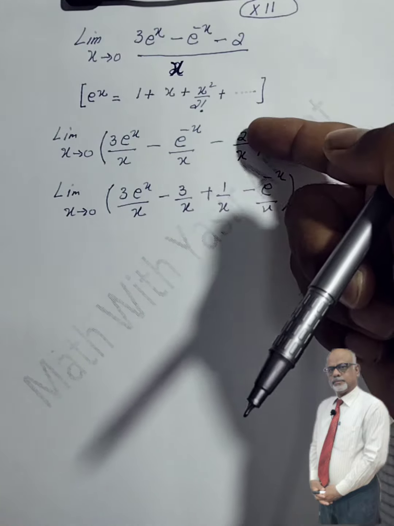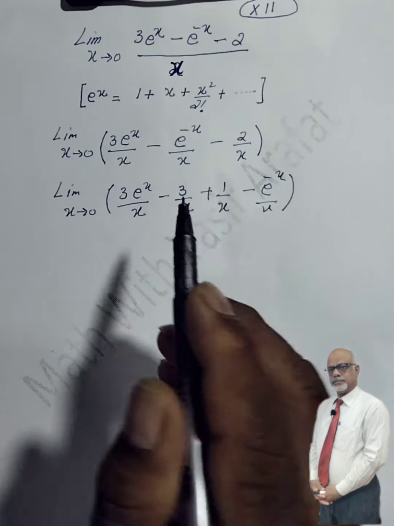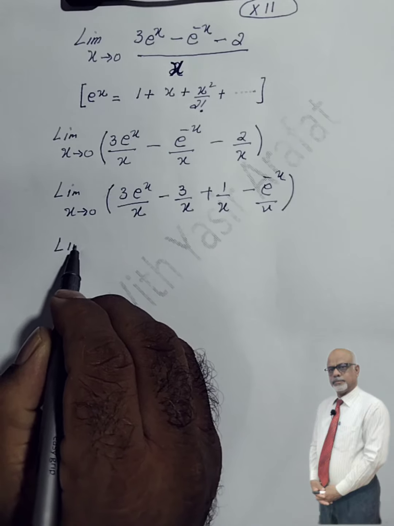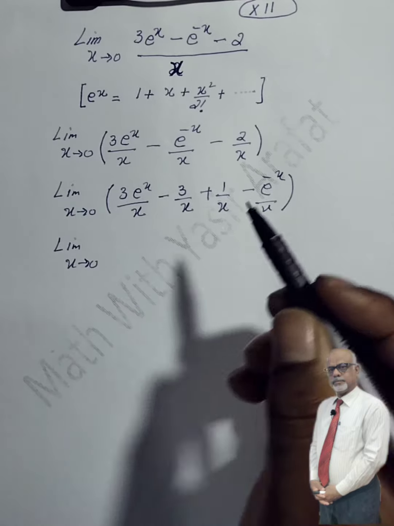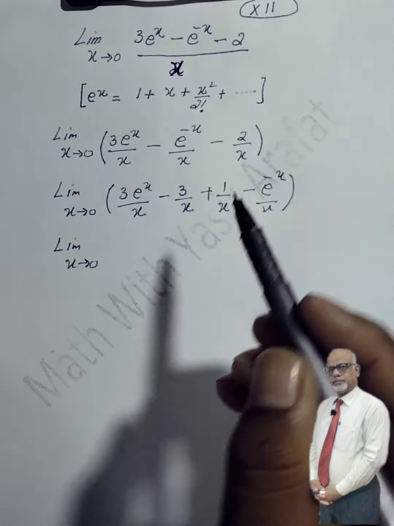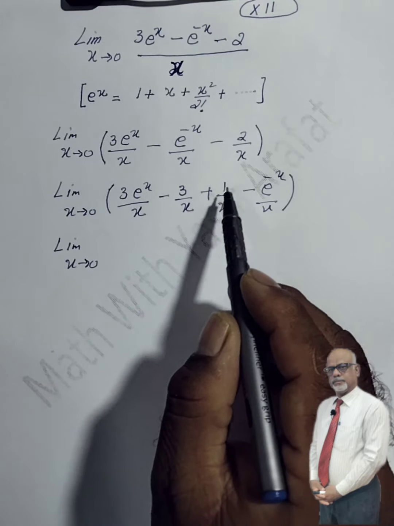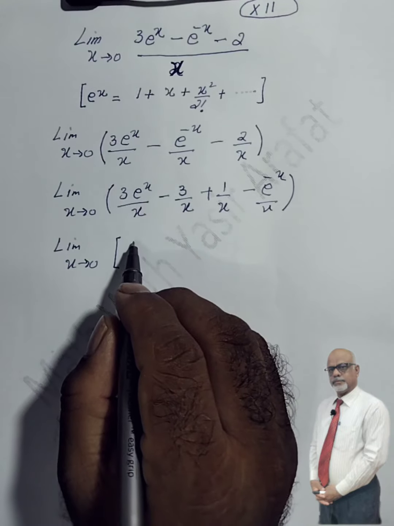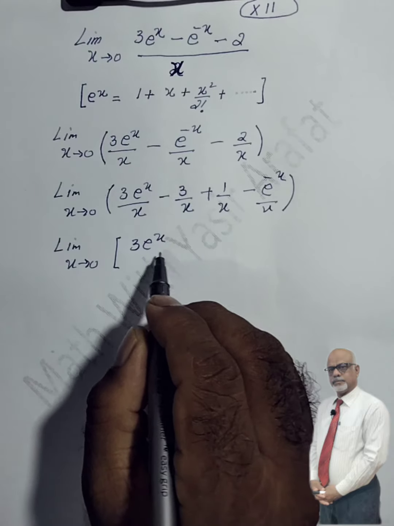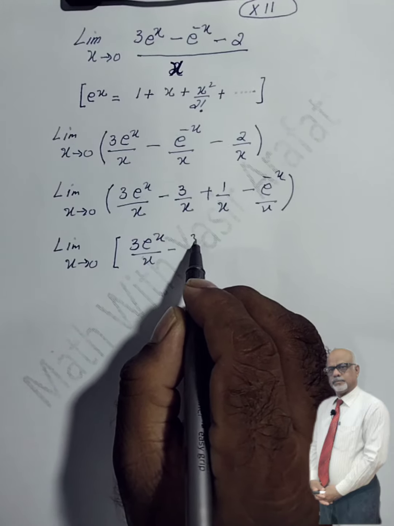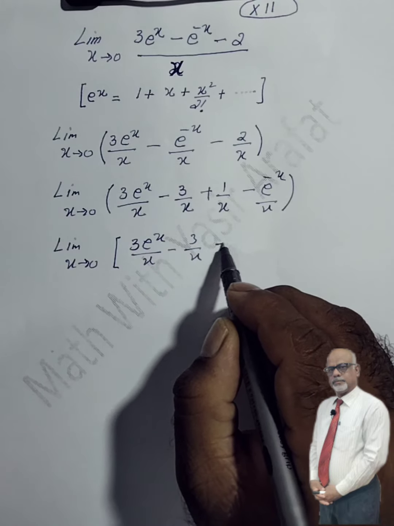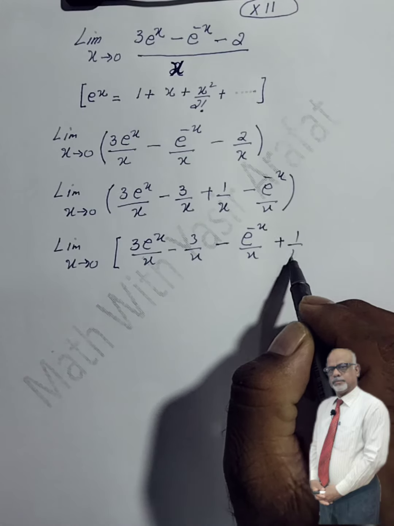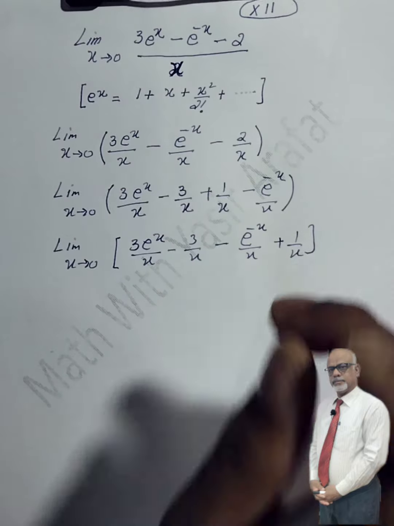So indirectly this is minus 2 upon x, and why we have to write down this? Because we have to write down this equation in the simple form. So that is why we write minus 2 over x like this, that is minus 3 upon x plus 1 upon x. It is equal to minus 2 upon x. Now we have to write down their pairs here. This is 3e^x over x minus 3 over x, here minus e^(-x) over x, and this is plus 1 upon x. So we have to make the pairs here.